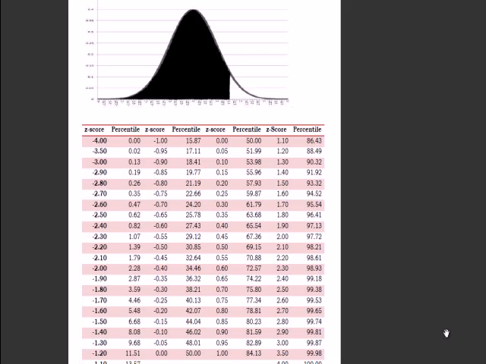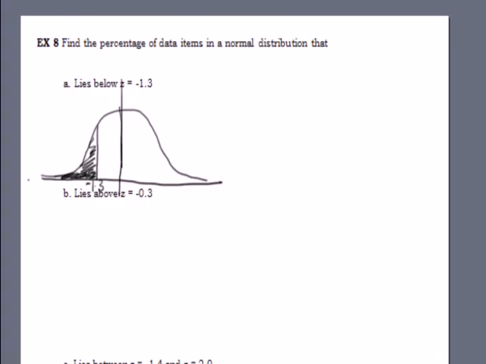Looking at our z-score table and looking for negative 1.3, which is down toward the right, we should see that it says 9.68. So back in our question, we're looking for the percent of data items that lie below a z-score of negative 1.3. This should be 9.68%. Again, that's on your z-score table in the day 19 notes.